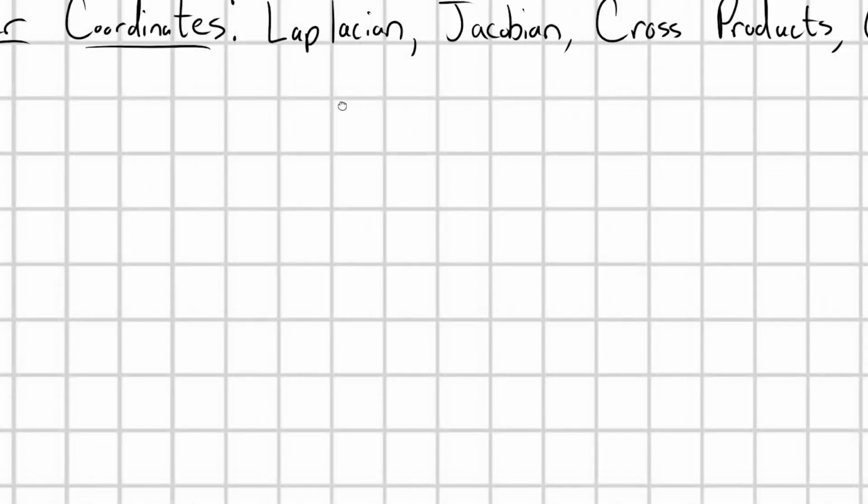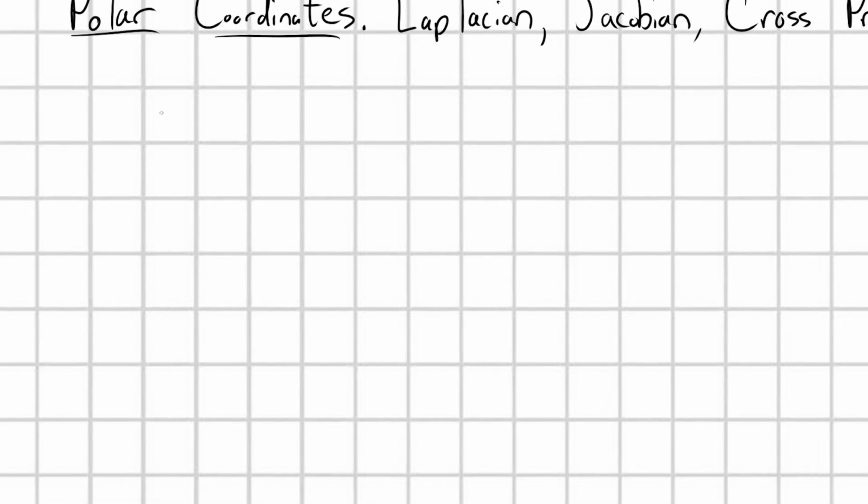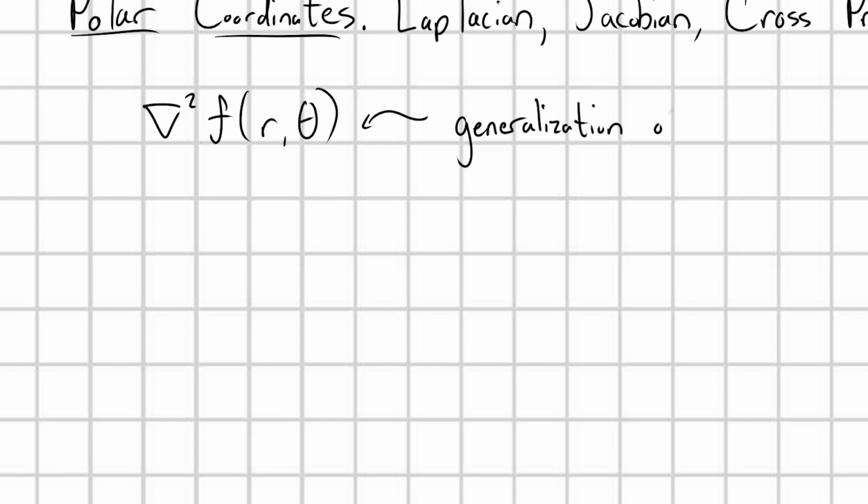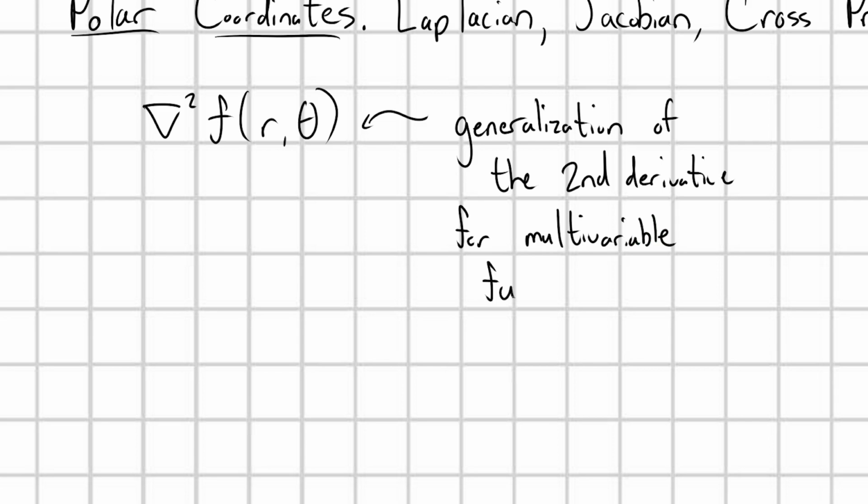Okay, but let's go ahead and wrap up these ideas. I'm going to go ahead and start with the Laplacian. It looks like this. It looks like a little nabla squared, right? And when we operate it on a scalar function f, this is of multiple coordinates, r, theta for polar coordinates, right? We can think of it as a generalization of the second derivative for multivariable functions.